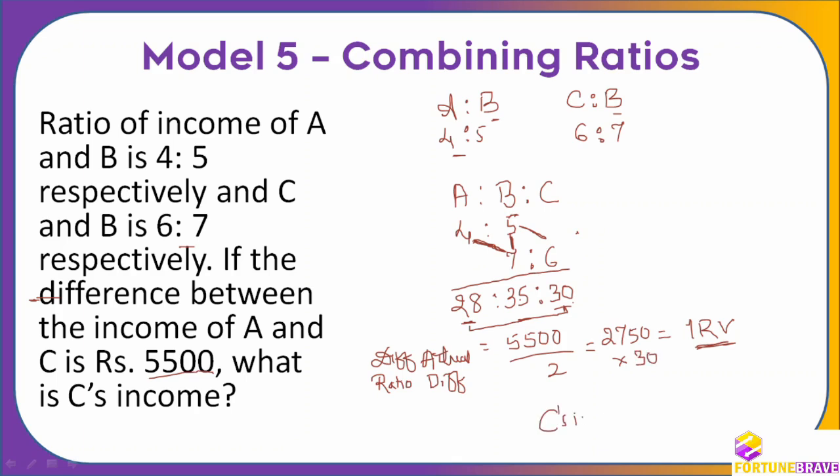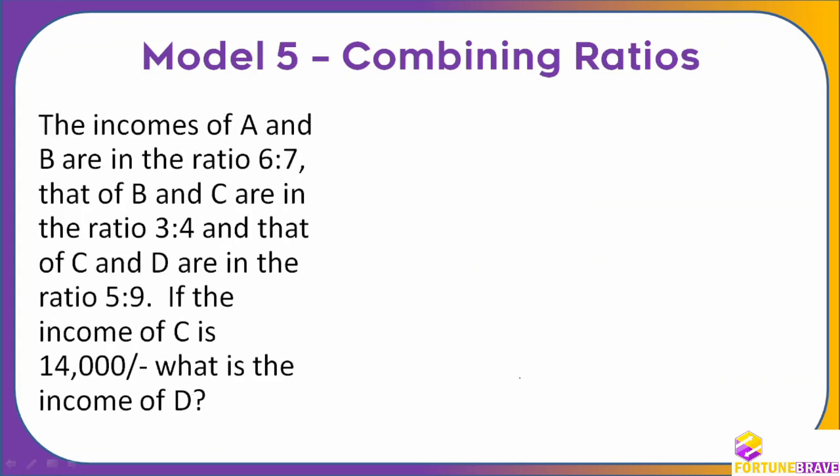Why? Because that is the 1 RV. Once I get 1 RV, I will be able to. So 2 zeros I will write as it is. So 3 times 5s are 15, or whatever way you want, you can make it 3 times 25. So 3 2s are 6 and plus 2. So how much is it? 82,500. C's income is how much? 82,500. Very simple question.